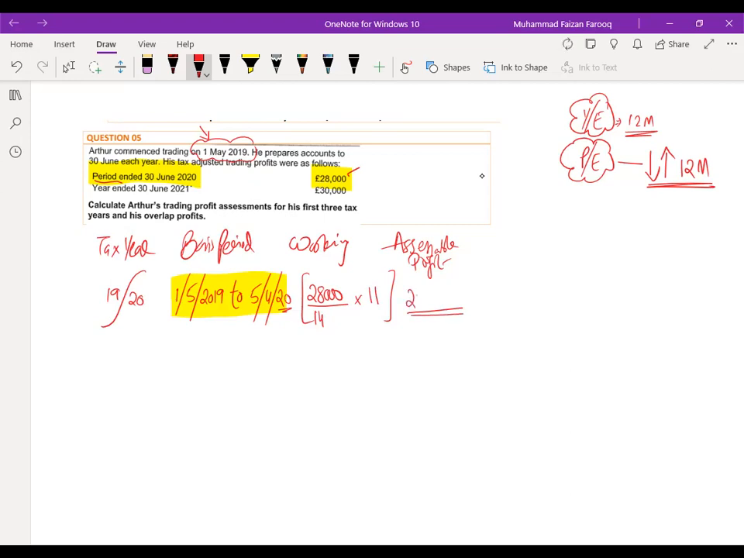I guess 22,000. So in this question, what we learned is that there might be a period and situation which is more or less than 12 months. So we have to consider it. Otherwise, our answer will be disturbed. Our answer will be wrong. Got it?